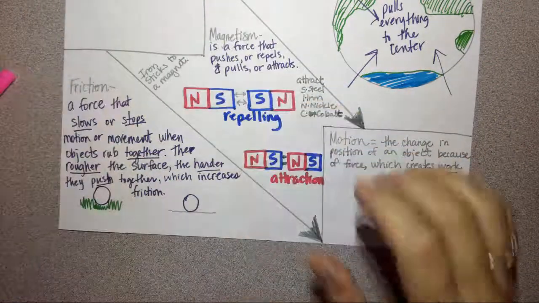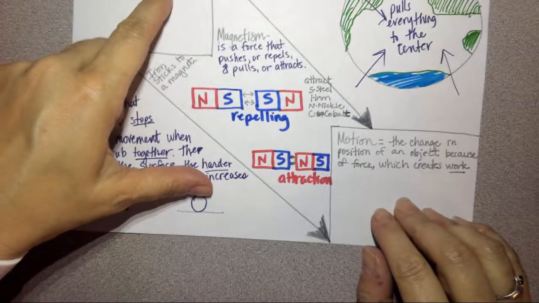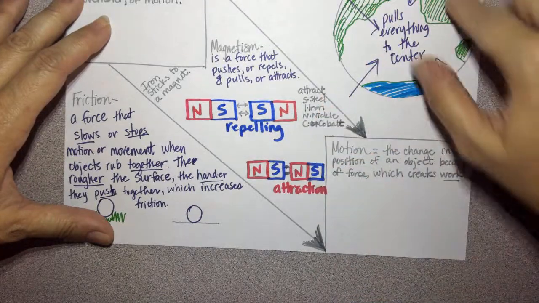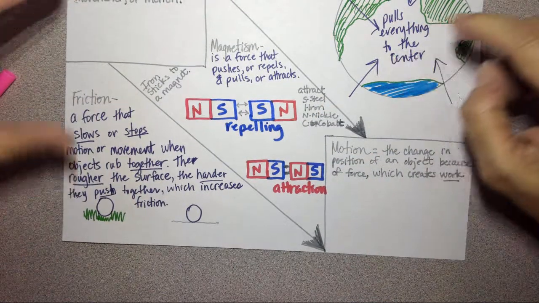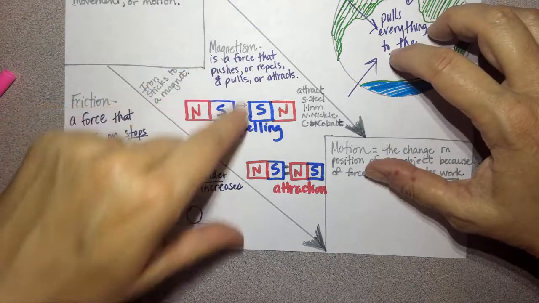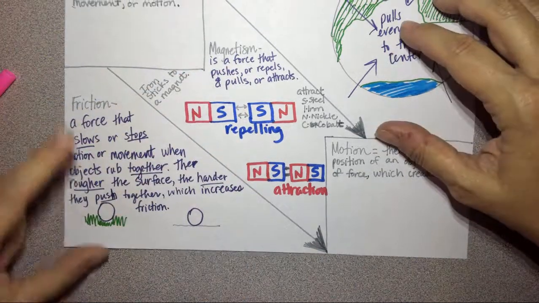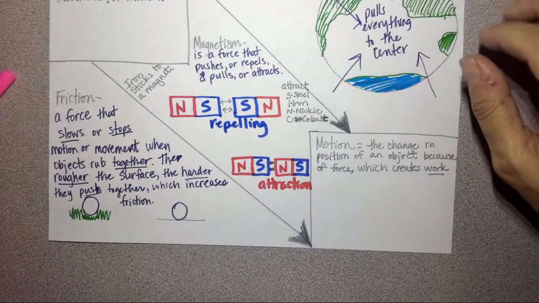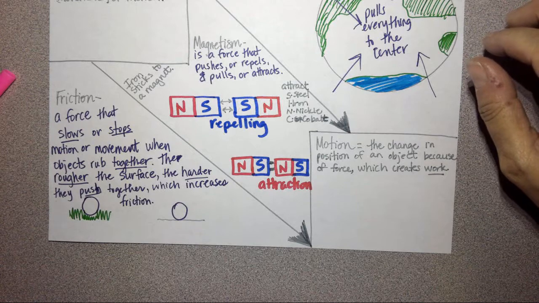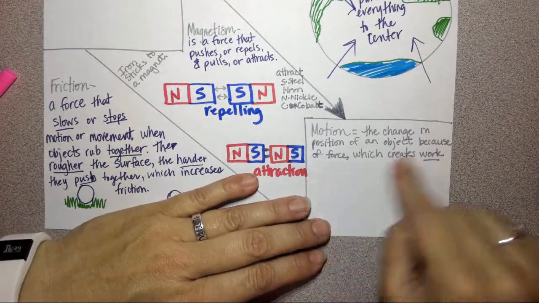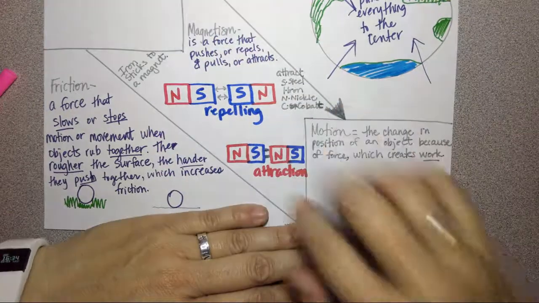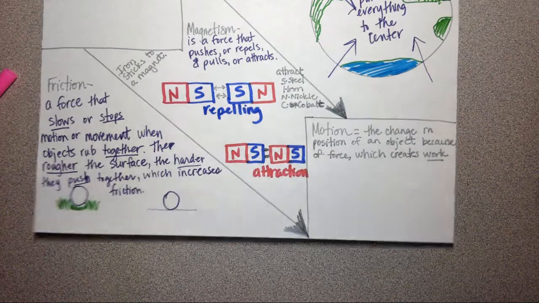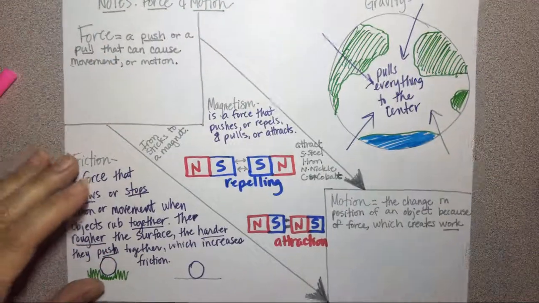Okay? So, force is a push or a pull. They can cause movement. The forces we have are gravity. This is going to attract objects toward each other. Magnetism. This is the force that pushes or pulls toward a magnet. And then we have friction, which rubs together to make things stop, or makes them continue to go. And then we have motion. And motion is the change. These three things will cause motion, which is the change of position because of force, which then creates work.